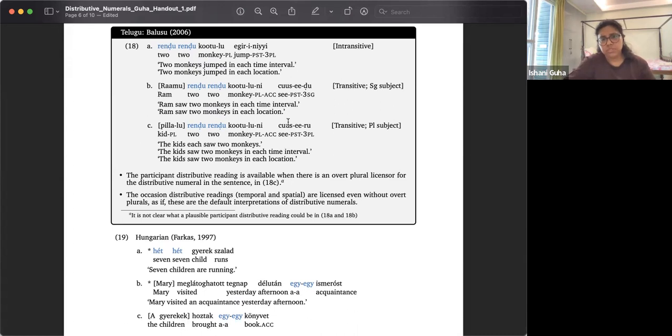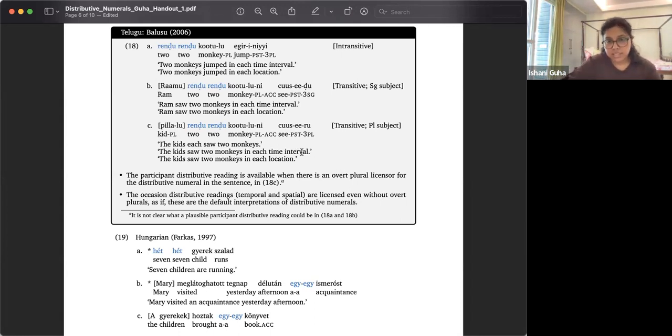But for the participant distributive reading to be available, you will need a plural whose participants you will assign the two monkeys. You will use the distributive numeral, right? Okay. So Telugu is a language that allows the occasion distributive readings for free or easily. It doesn't need licensing. A similar kind of claim is made for Tlingit by Tet Cable.